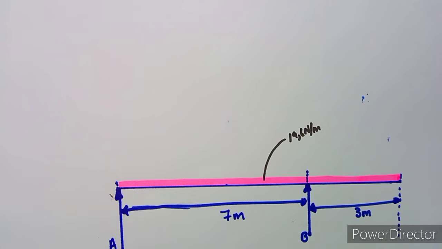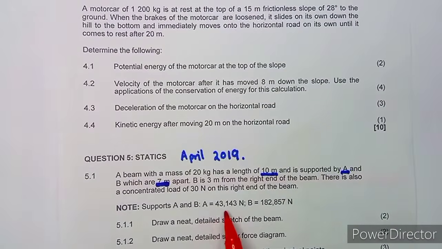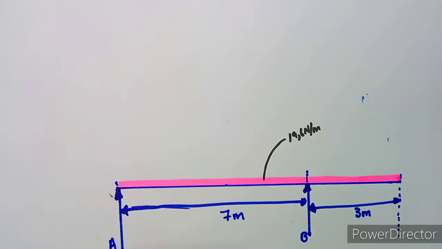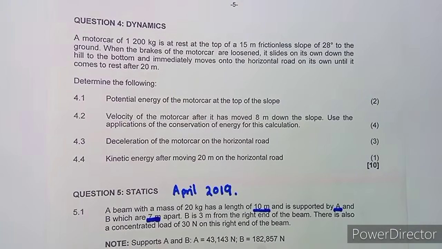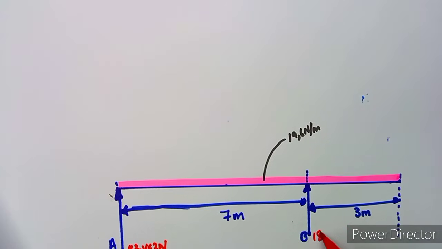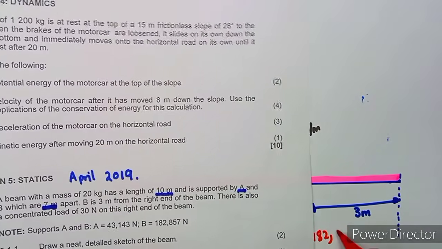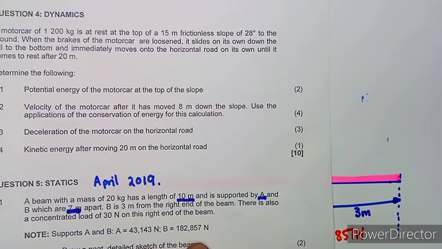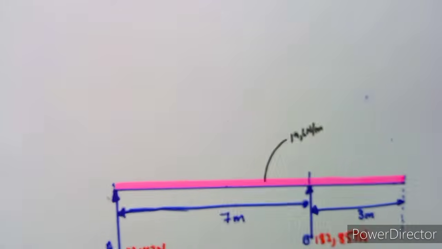And the other thing that we are given, guys, are the reactions of these supports. So let's just write them aside so that we don't face challenges later on. So this is A, which is 43.143 Newton here. And your B, which is 182.857 Newton. All right. So this is what we have.